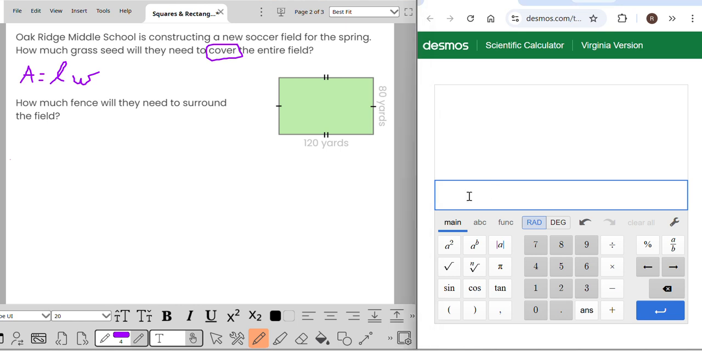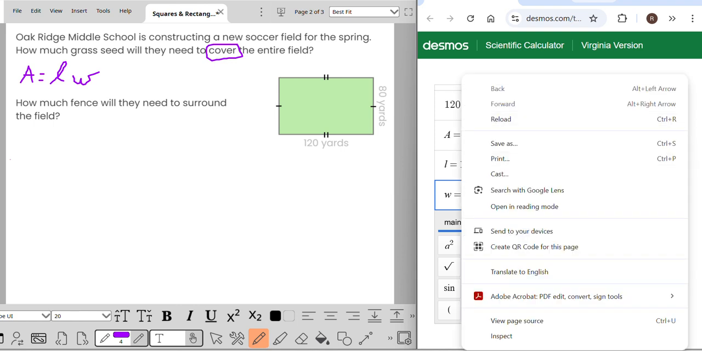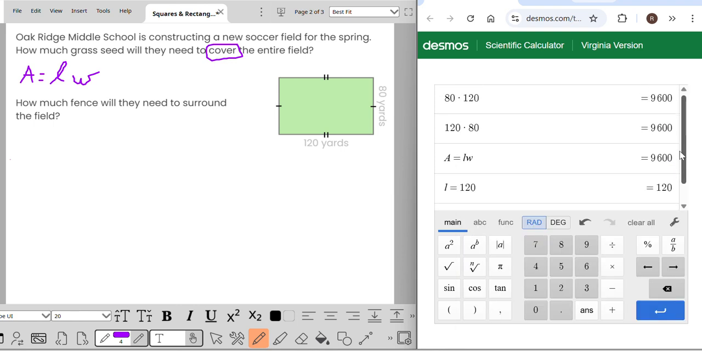So you can do this two ways. You can either do 80 times 120, or you could do 120 times 80, or you could do this. A equals LW, and you could say my length was 120. I'm going to do it the way I usually do, and my width is 80. Oops, sorry about that. I forgot the equal sign. And if you notice, it doesn't matter which way you do it, you always get the same answer.